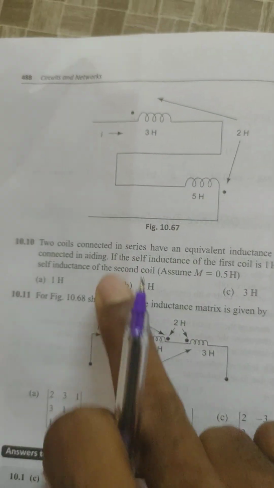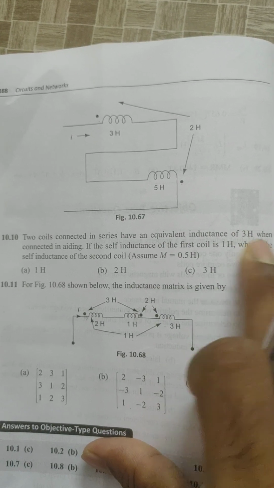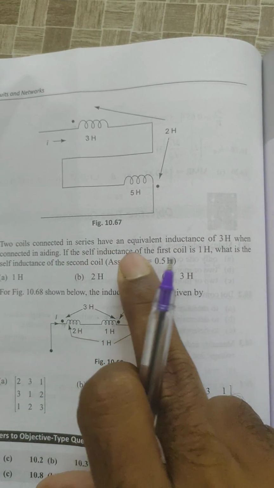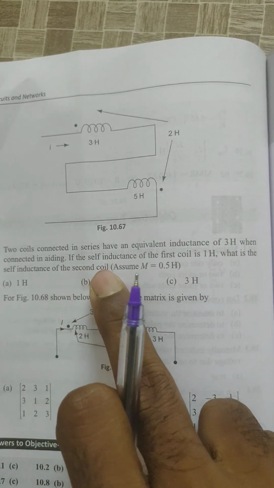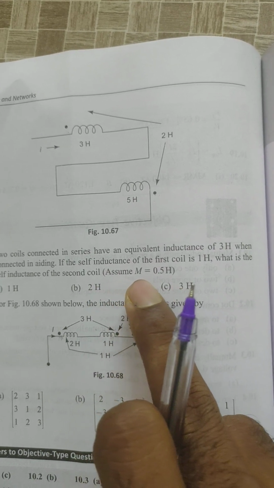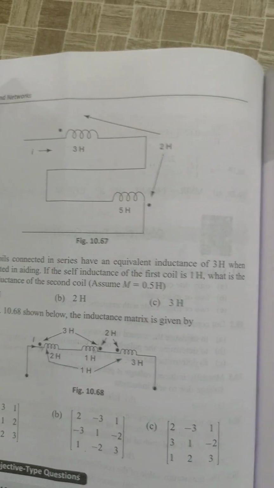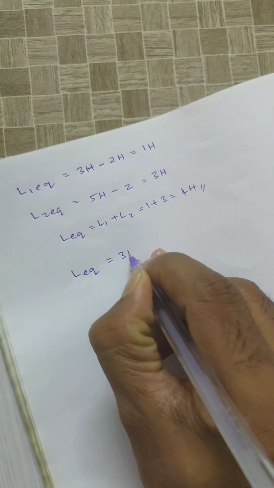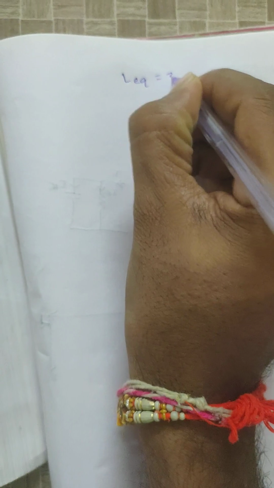Next. Two coils are connected in series, have an equivalent inductance of 3 Henry when connected in aiding. If the self inductance of the first coil is 1 Henry, what is the self inductance of the second coil? Assume M is equal to 0.5 Henry. Okay, what is given? L equivalent is given, right? L equivalent is 3 Henry.